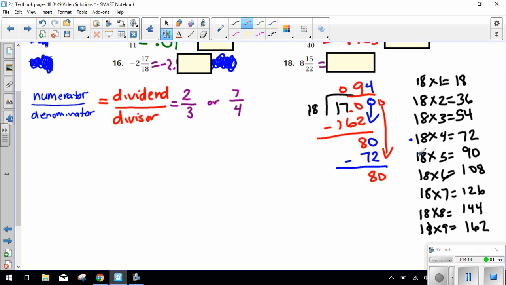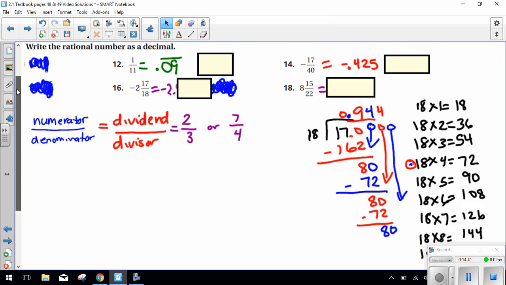Okay. How many 18s go into 80? Again, I'm going to take a look at 4. 4 times 18 is 72. And when I subtract, I'm going to get 8. And if I add another 0, hopefully you guys see the pattern here. This 4 is going to keep repeating. So I'm going to bring this decimal point straight up.